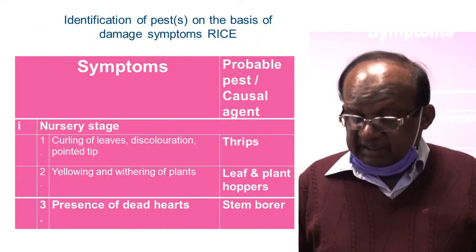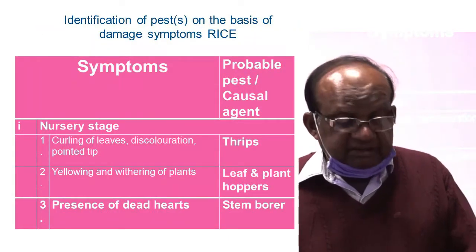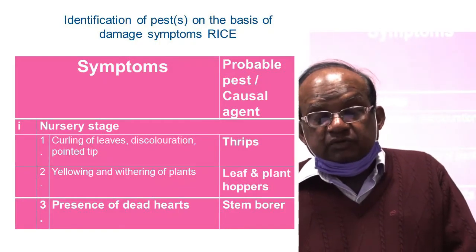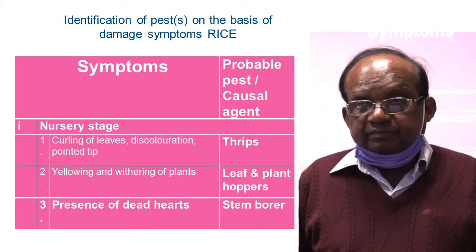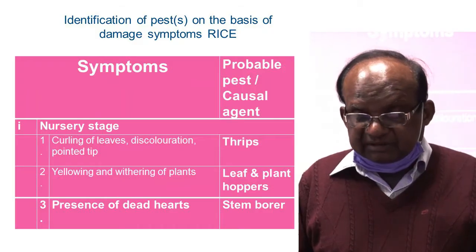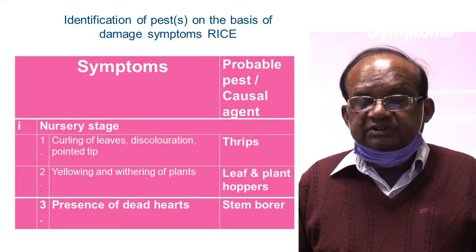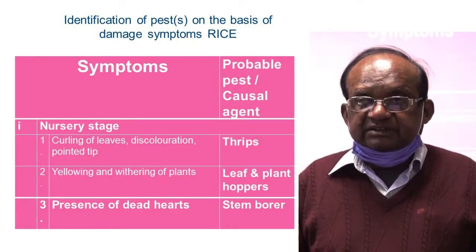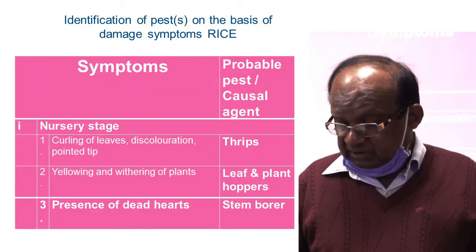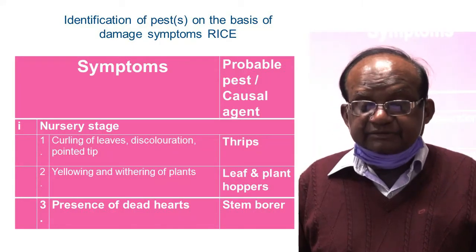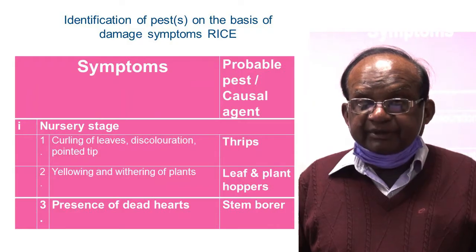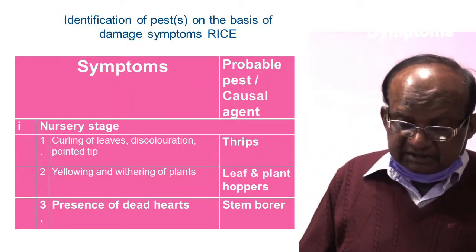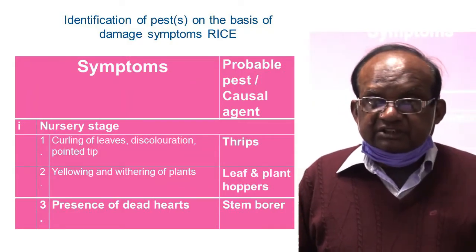So I am just coming to some major crop. So first crop, most important crop of our country and the state is rice. Rice is the staple food for our country and the state. So what are the probable pests and their injury symptoms, especially on the plant?